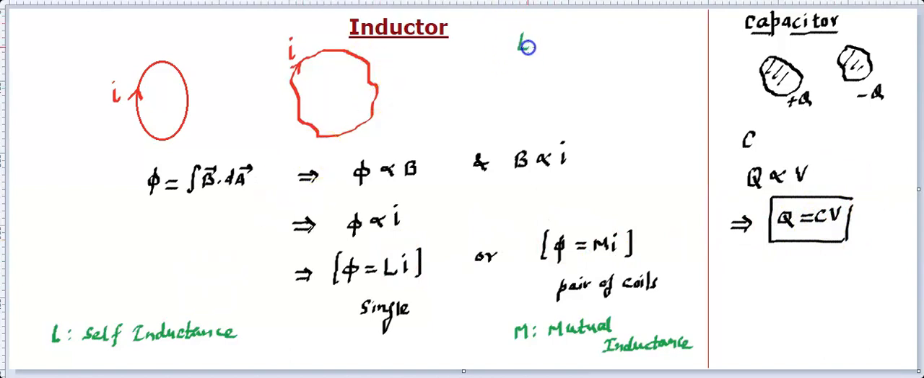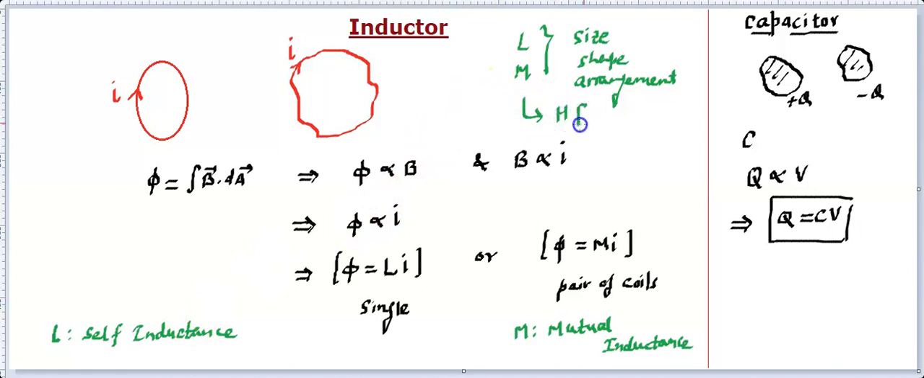So what the L of one coil is going to be, or what the M of a pair of coils is going to be, they all depend on the size, the shape, and the arrangement, or the medium in between. That means they depend on the geometry and all that stuff. They are not dependent on the flux, neither on the field, nor on the current. Make sense?